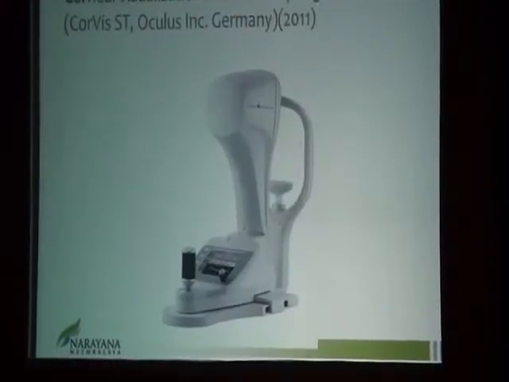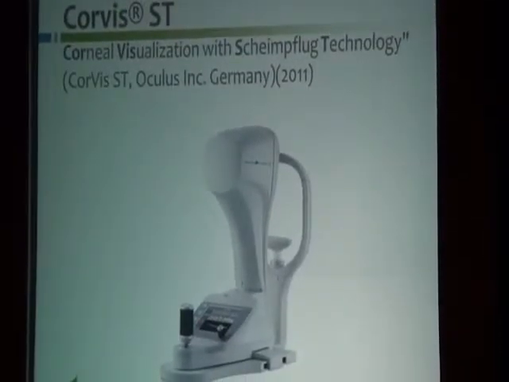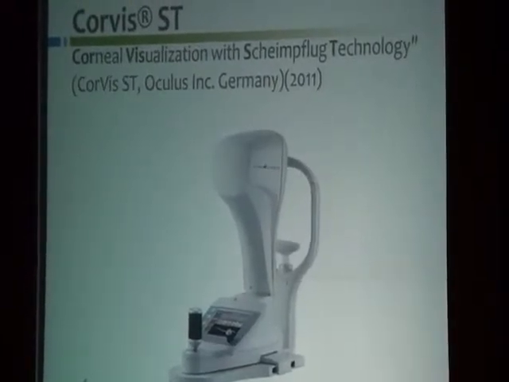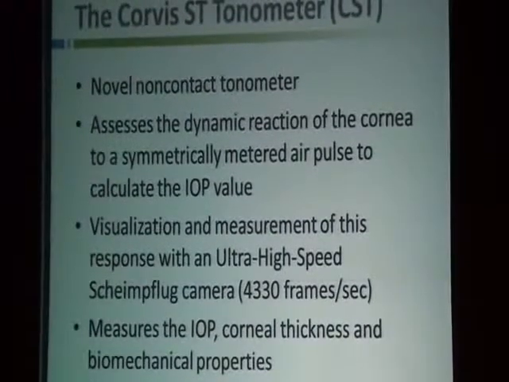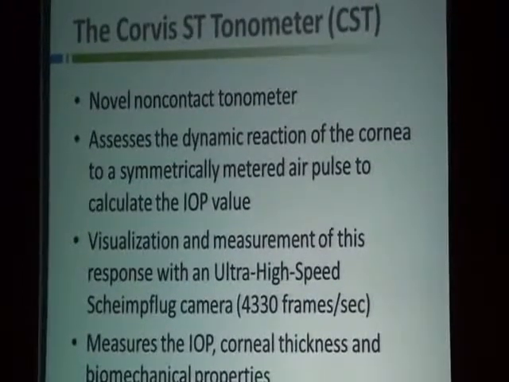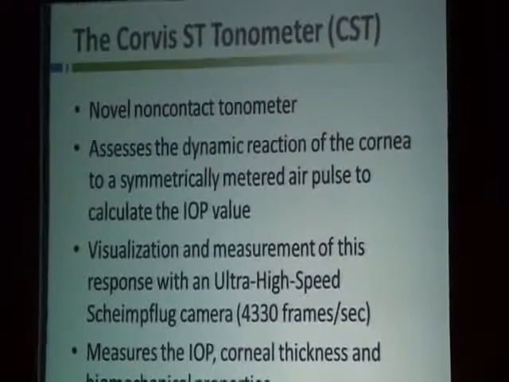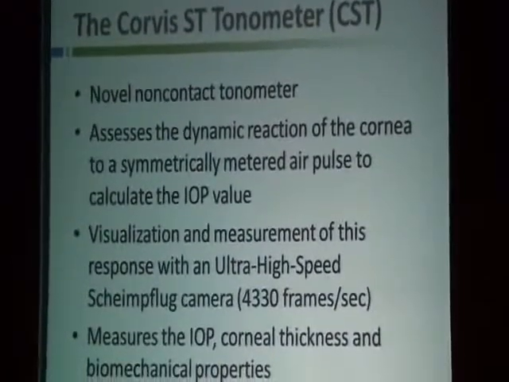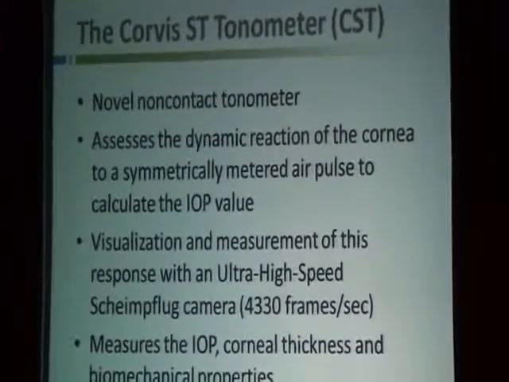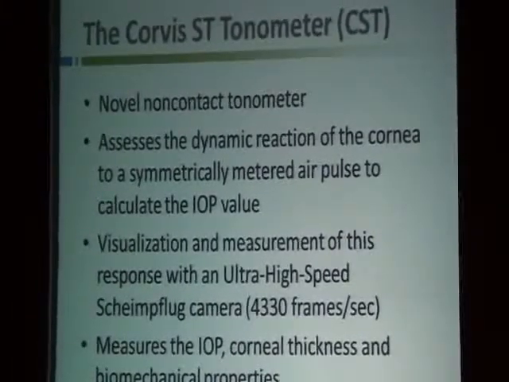Now, the second instrument that gives us some measurement of the corneal hysteresis is the Corvis, which stands for Corneal Visualization using Scheimpflug technology. So here, again, this is a non-contact tonometer, and we are looking at the reaction of the cornea to a symmetrically metered air pulse, similar to what happens in the ORA. But here we actually visualize and measure this response using an ultra high speed camera. So this also measures the intraocular pressure, gives us the corneal thickness, and measures the biomechanical properties.